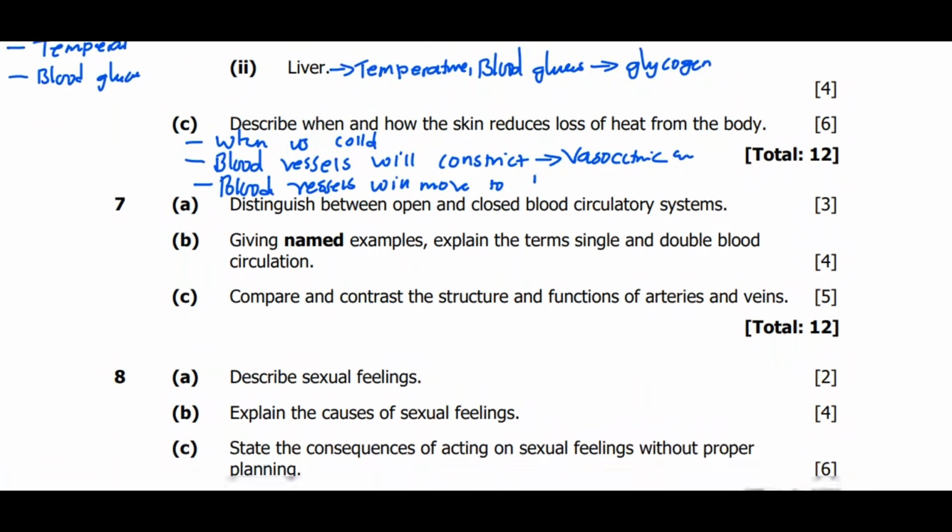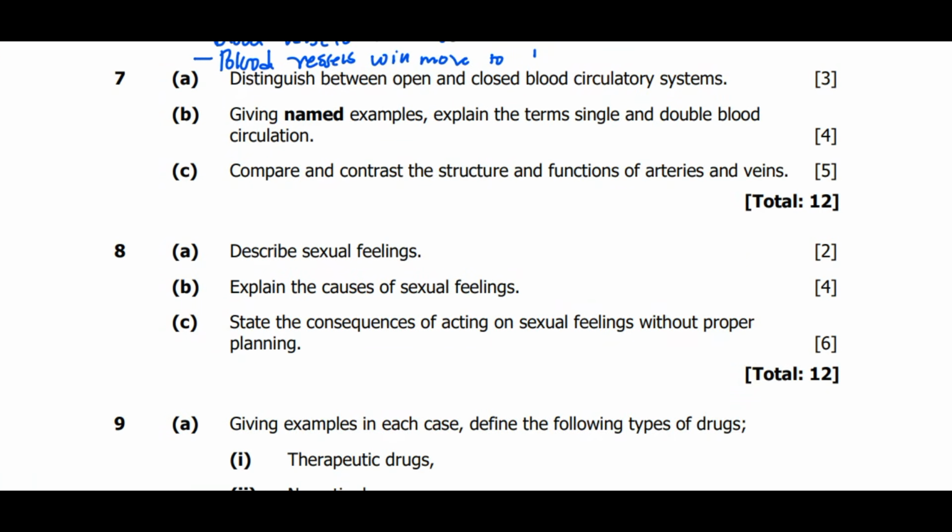So we move on to question 7. Distinguish between open and closed blood circulatory system. What is meant by open and closed circulatory system? If we look at the open circulatory system, it's a kind of circulatory system where the blood does not pass through the blood vessels.